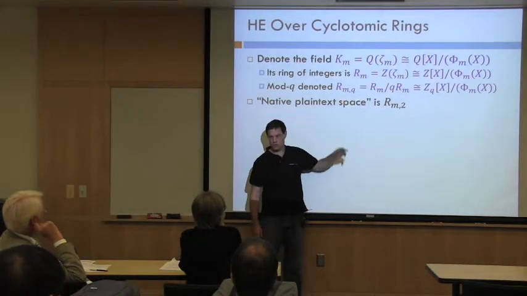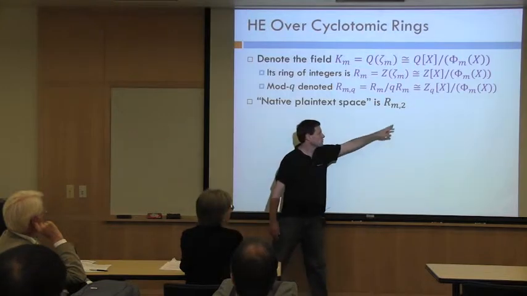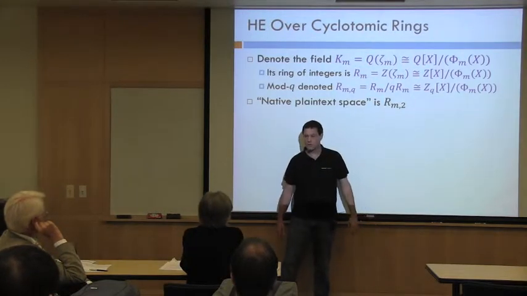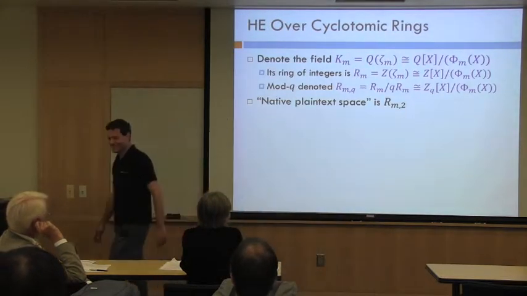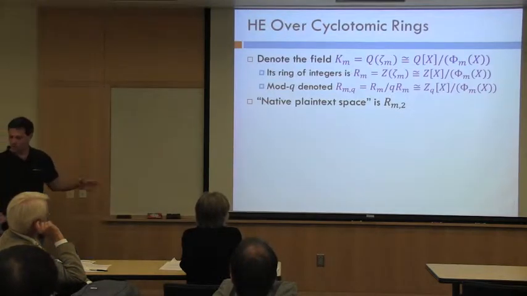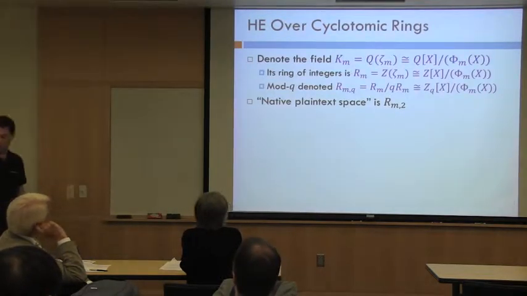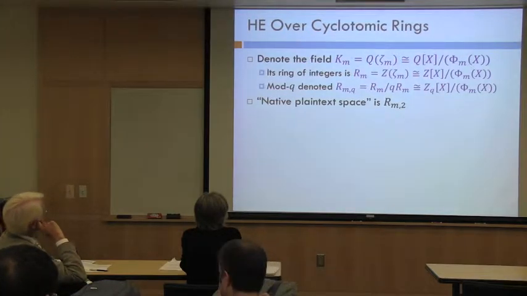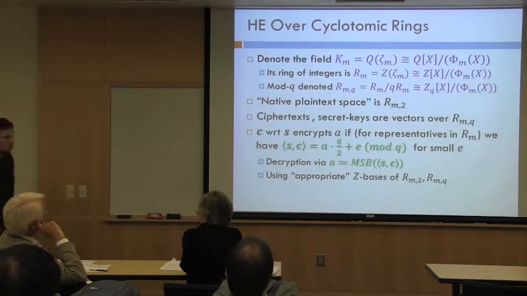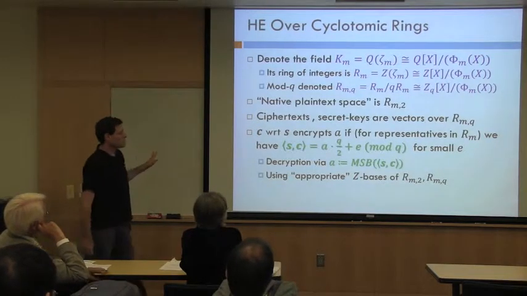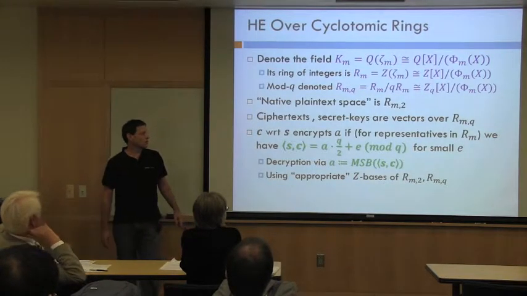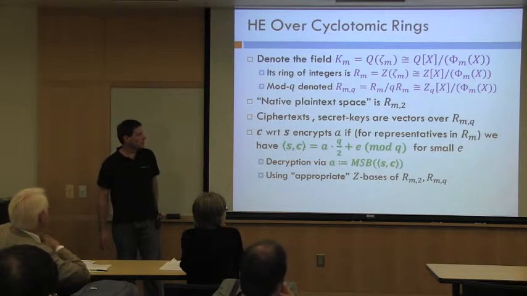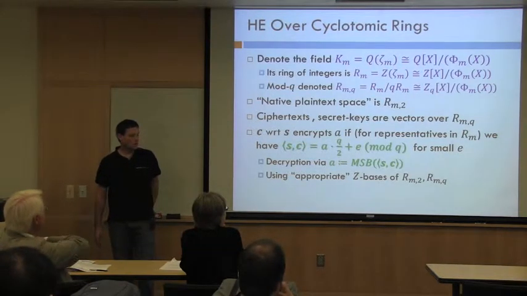One is Q, which is a parameter and is big, and the other one is 2, which is small. In general, 2 could be a P that's sufficiently smaller than Q, but in this talk it's always going to be 2. Then the ciphertexts and the secret keys are all vectors over Rm mod Q.